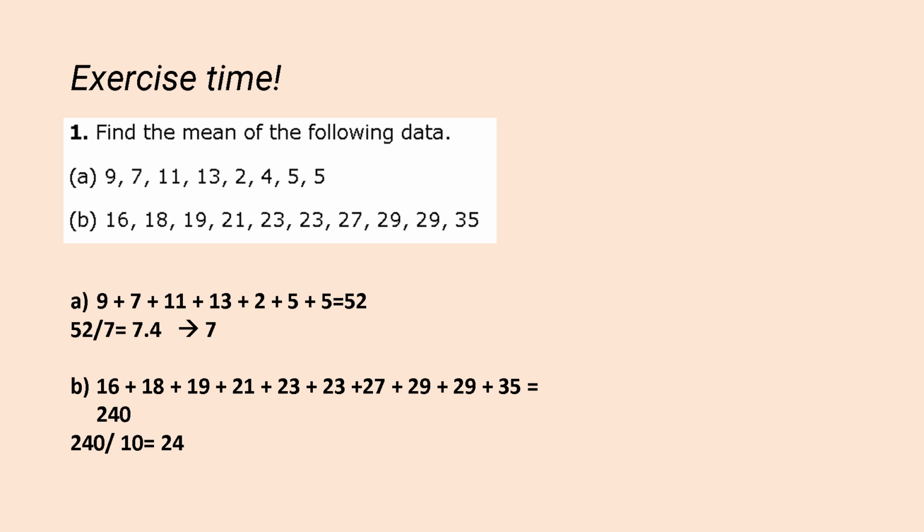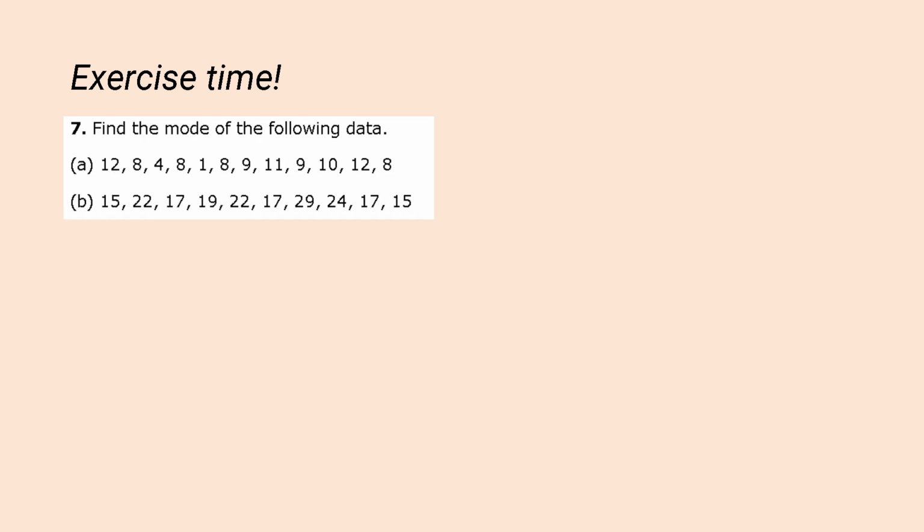When it comes to mean, you always want to have a single number and no decimals. So if you can, you should round it. So in this example, when you round 7.4, you get 7. 16, 18, 19, 21, 23, 23, 27, 29, 29, 35 is our second example, which when you add all these numbers up, you get 240, and we have 10 items, so you divide 240 by 10, which gives us 24.